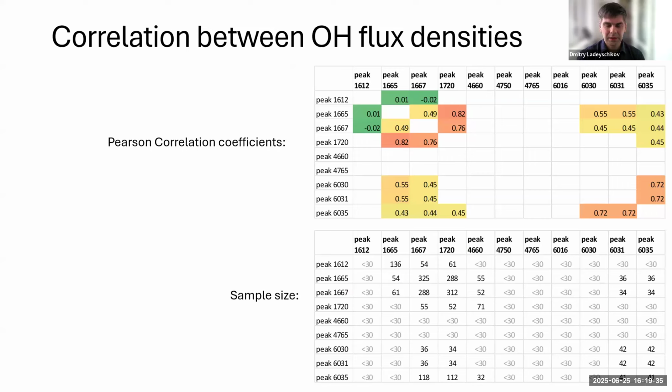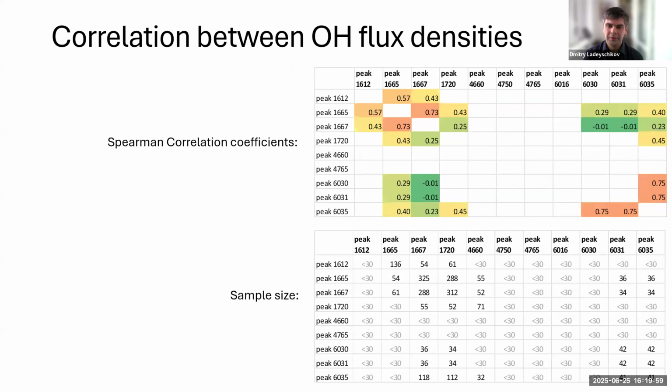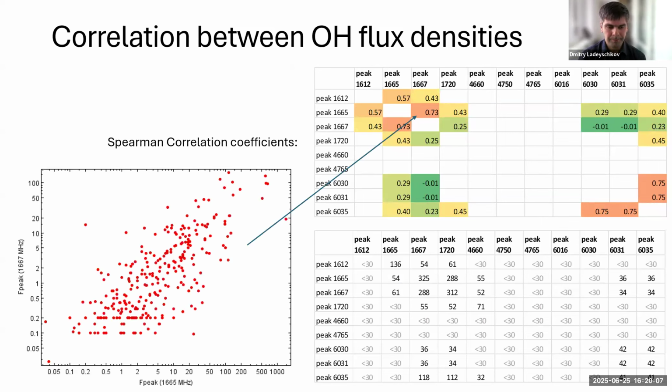The next thing that we do is correlate the OH maser flux densities with each other. So we correlate different frequencies of OH masers. And we also find a strong correlation between 7020 and 1667 megahertz. This is Pearson correlation. And we also find some nonlinear Spearman correlation with 6067 and 6065. And here are examples of correlation so that you can judge how real it is.